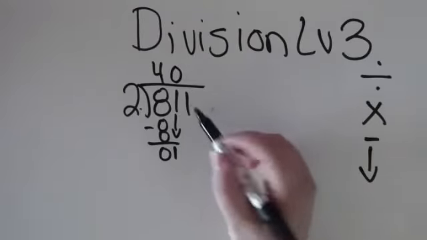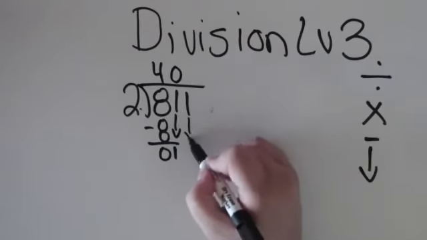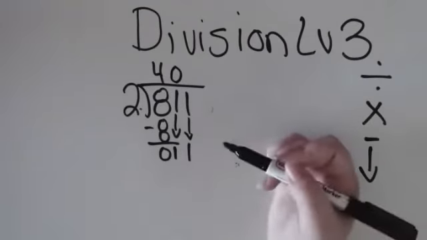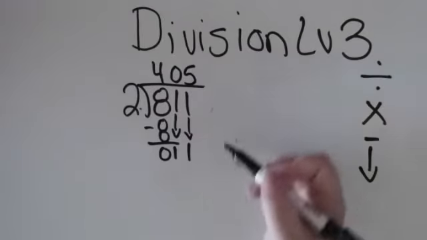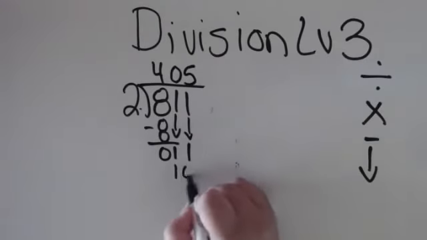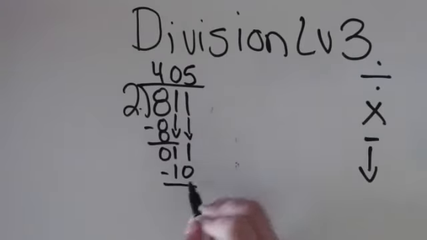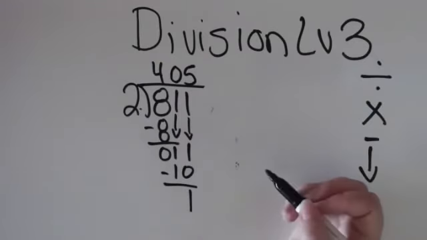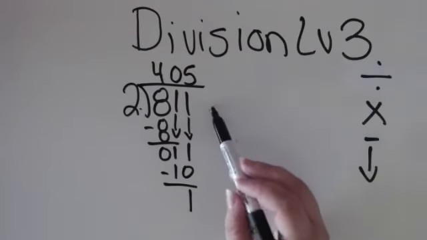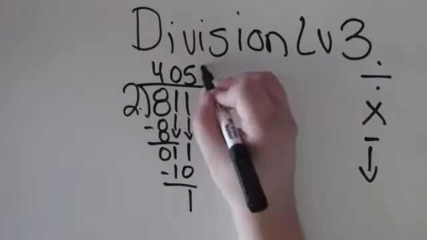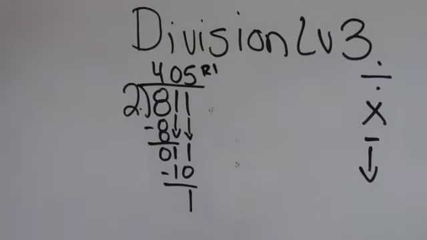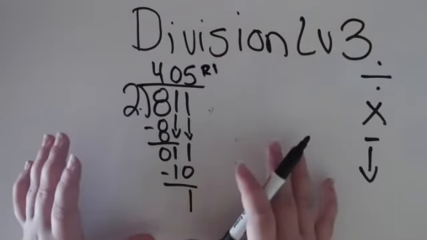Okay. 2 goes into 11 5 times, which is 10. 2 times 5 is 10. 11 take away 10 is 1. Now, I don't have anything else over here to bring down. So remember, at this point, that means I have a remainder 1. That is long division with zeros in the quotient.